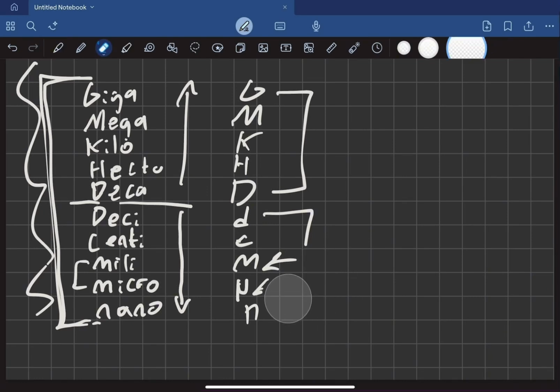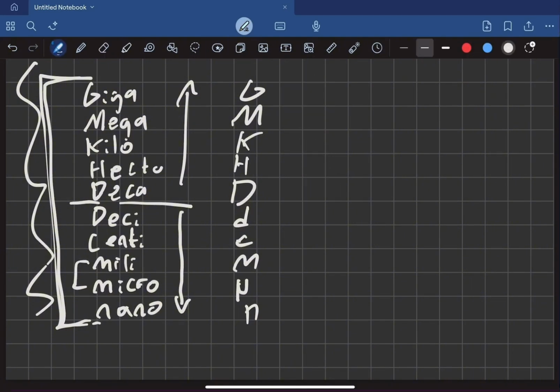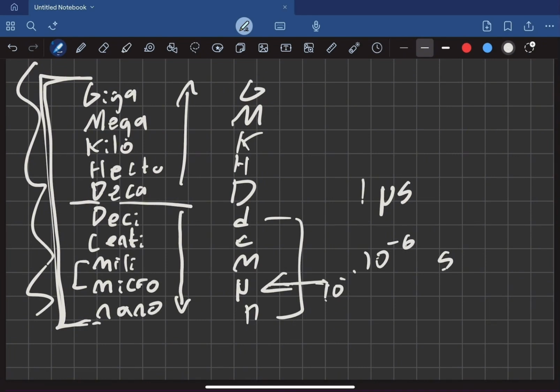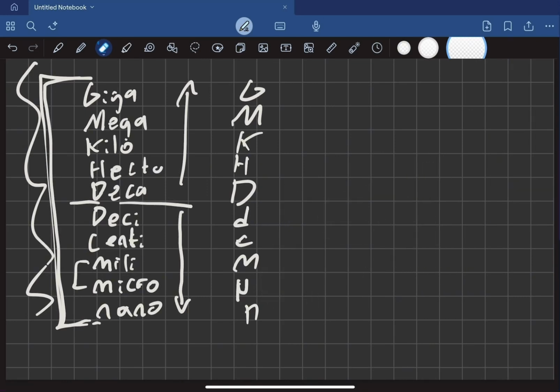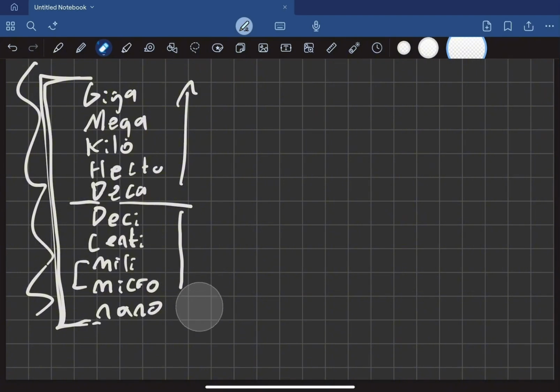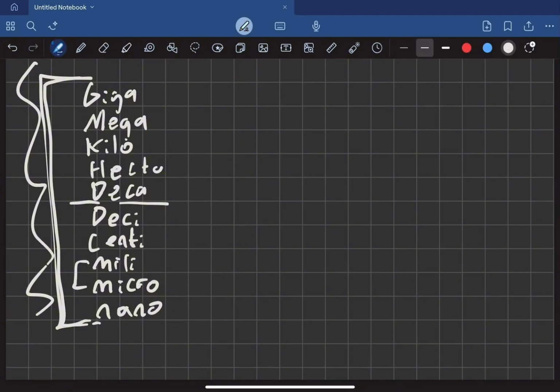And then all you do if you want to write a unit in terms of a multiple of 10 is give it one of these prefixes. So for example, if you see 1 microsecond, it's the same thing as saying 10 to the negative sixth seconds, because micro is the corresponding prefix for 10 to the negative sixth. That's all that's saying. So that's just important to memorize. There's not much else you can do.